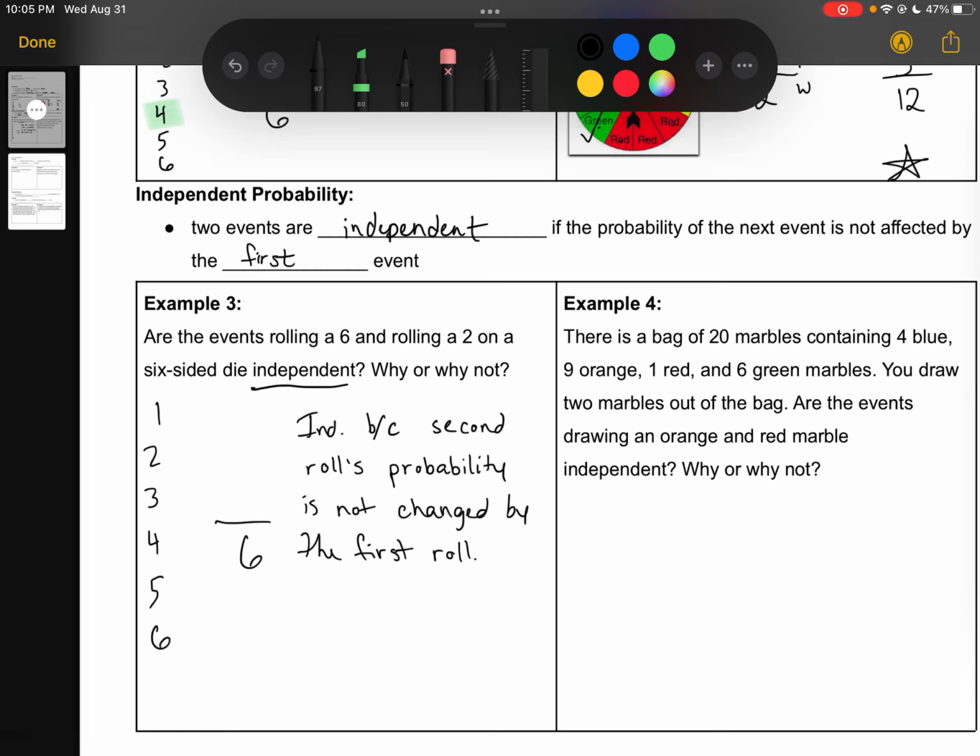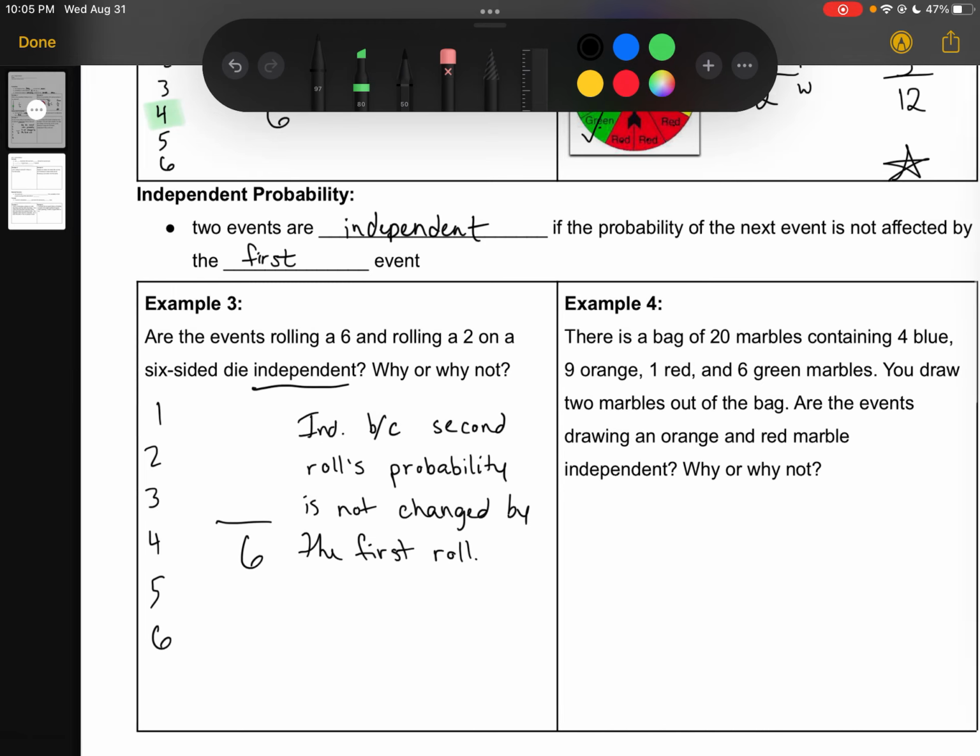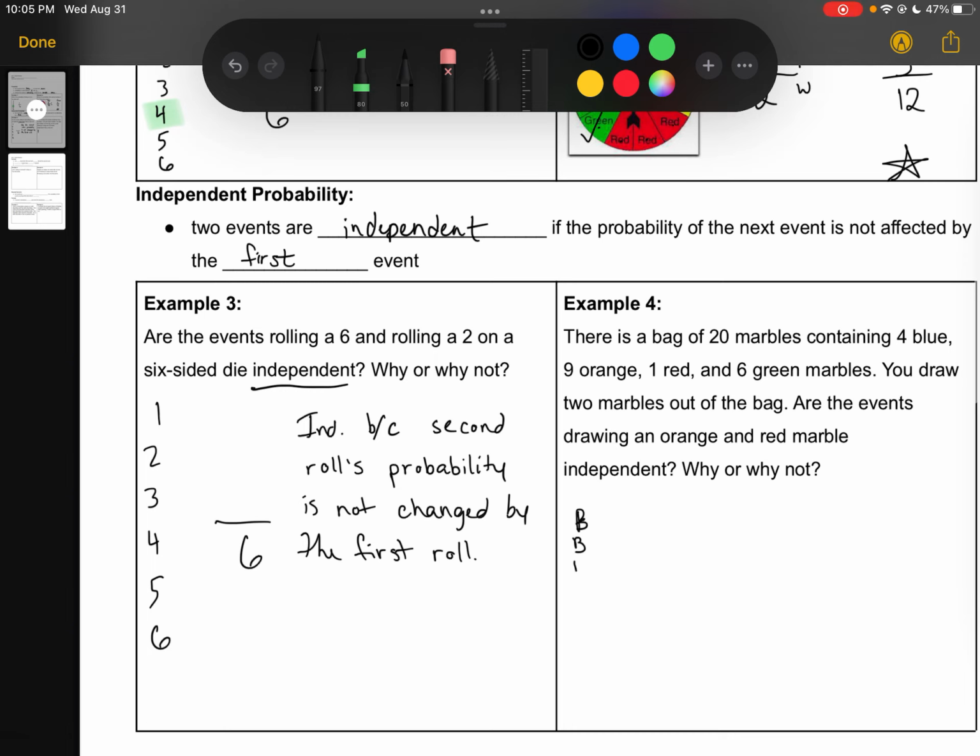The second type of example you'll see for determining whether or not events are independent is something where you're drawing something, like marbles out of a bag or a lottery ticket. So in example number 4, we have a bag of 20 marbles and it has 4 blue, 9 orange, 1 red, and 6 green. Altogether that adds up to a total of 20.